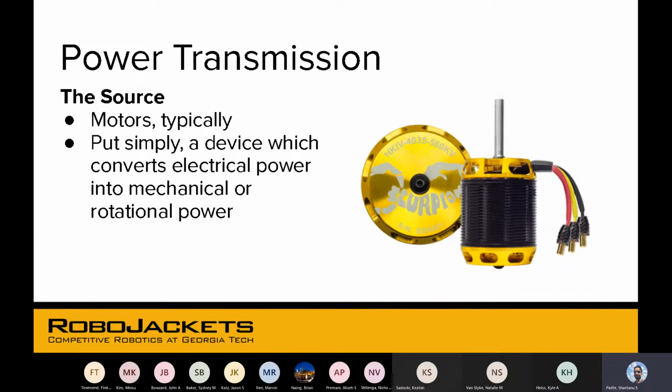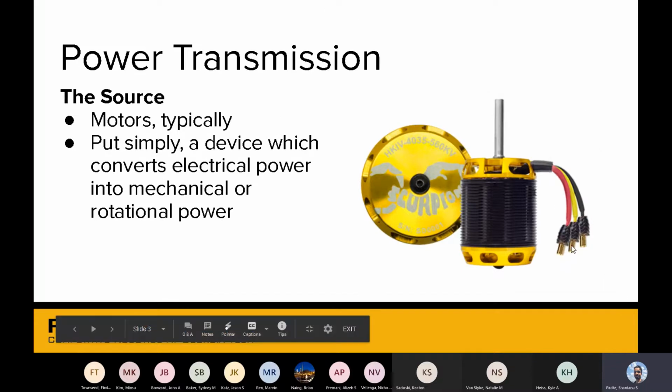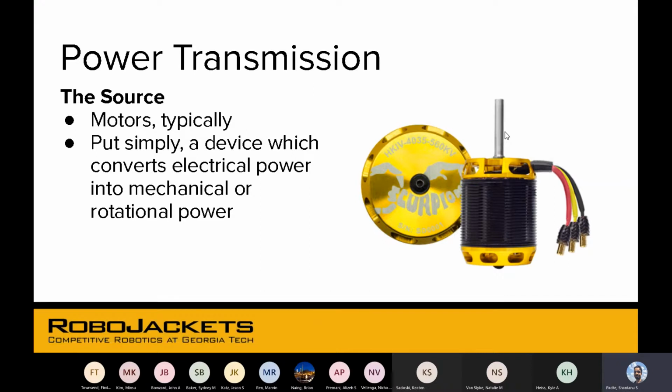So first of all, this is what a motor looks like. You put in electricity and this thing spins. It's about as simple as that. Well, it's got a lot of complex things on the inside, but we won't be taking a look at that. You can attach things to this thing over here to make those other things spin. Pretty simple. In more technical terms, it converts electrical power into mechanical or rotational power.